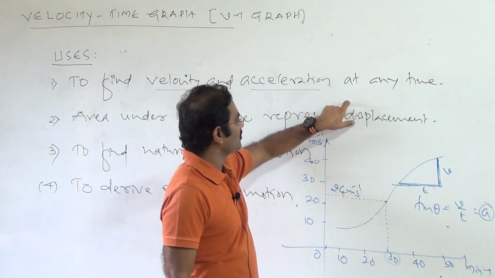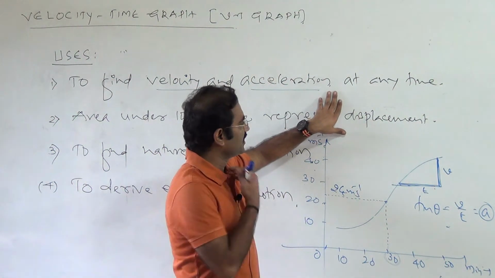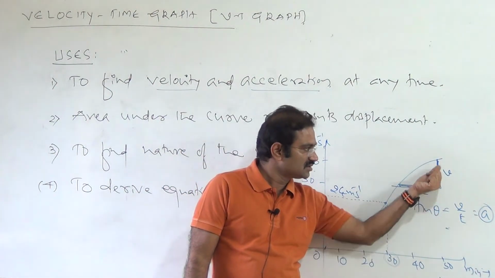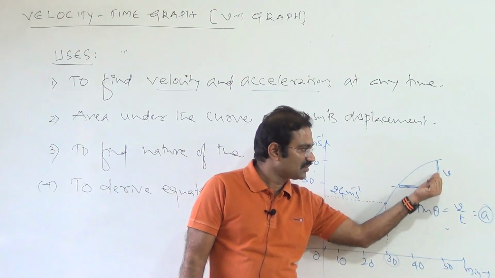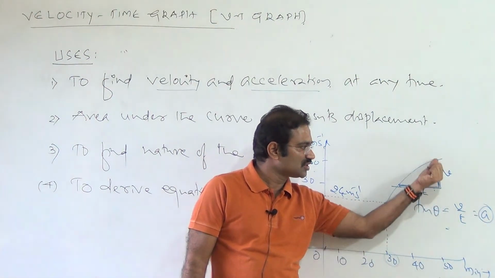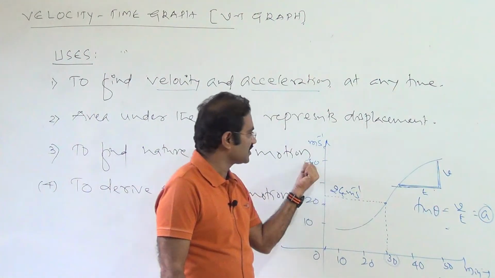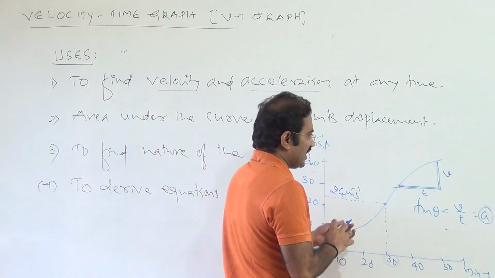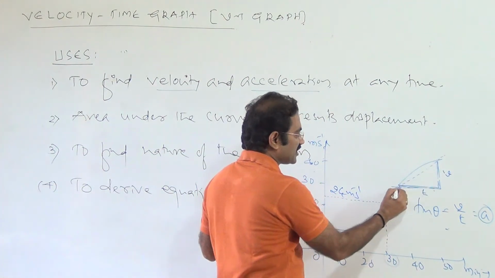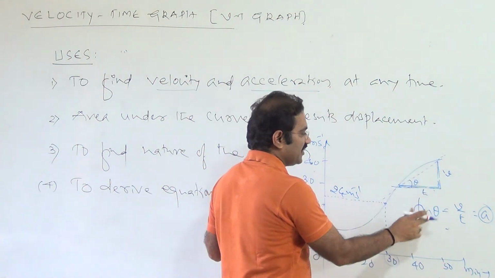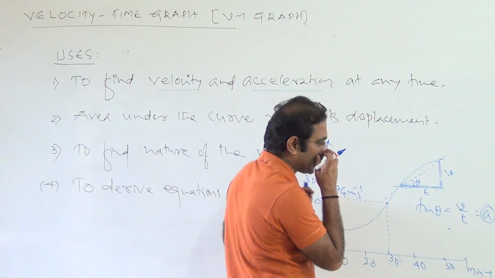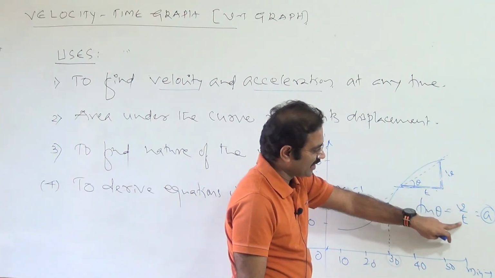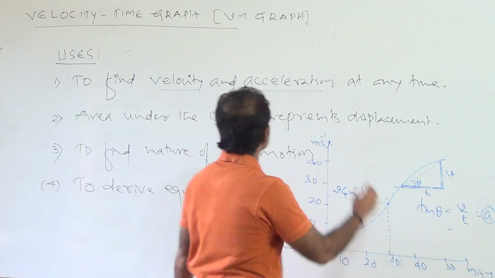To find the acceleration, if you take one vertical and one horizontal, the vertical represents velocity and the horizontal represents time. And we have one discussion called slope, theta. So then we define tan theta, opposite side divided by adjacent side. Opposite side is v, adjacent side is t. Velocity by time is nothing but acceleration.